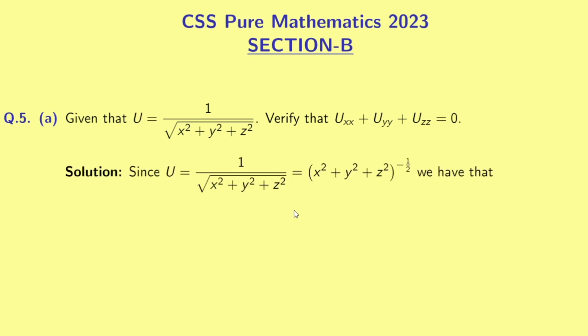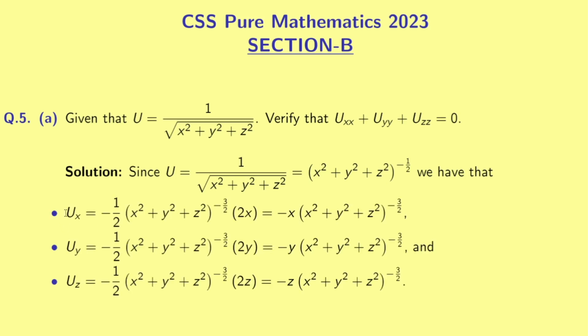So let us begin. First, we write u in a convenient way. This expression is the same as x squared plus y squared plus z squared to the power minus 1/2. Now we calculate the partial derivatives. Here I'm just going to focus on partial u, partial x, because the other ones are the same. So let's take partial u, partial x, and I just use the chain rule and the derivative of a power.